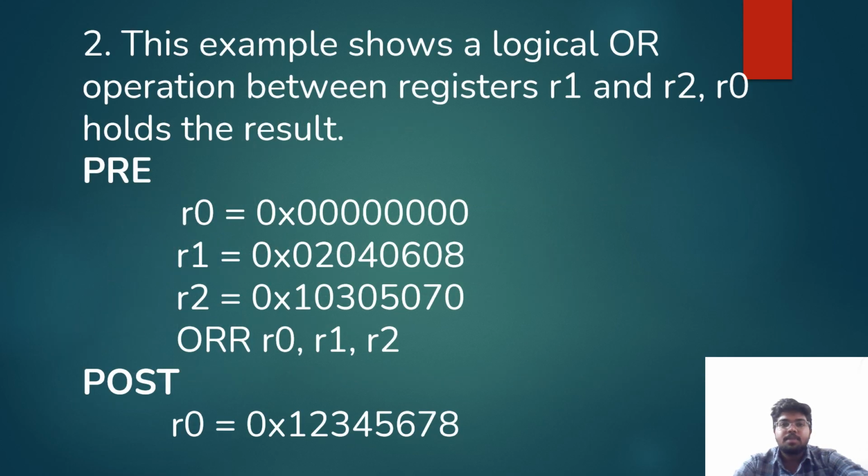The second example shows a logical OR operation between registers R1 and R2. R0 holds the result. R0 is equal to a 32-bit value, 0x00000000. R1 is equal to 0x02040608. R2 is equal to 0x10305070. And the logical operator is ORR R0, R1, R2. R0 is equal to 0x12345678.